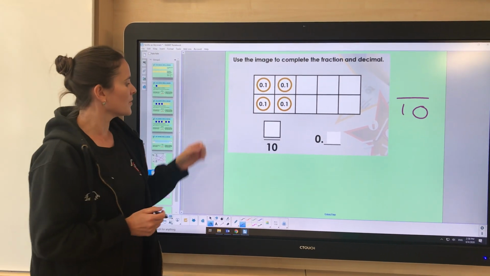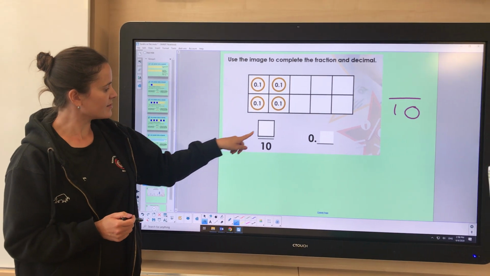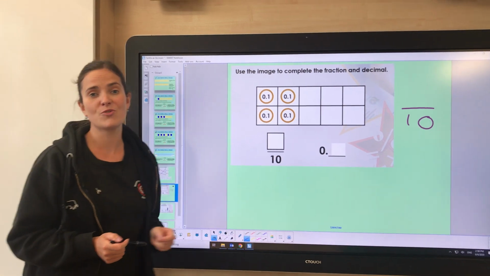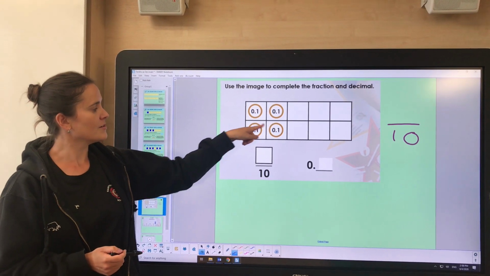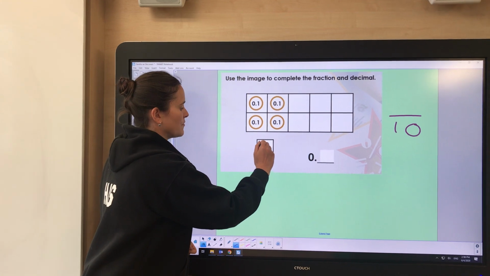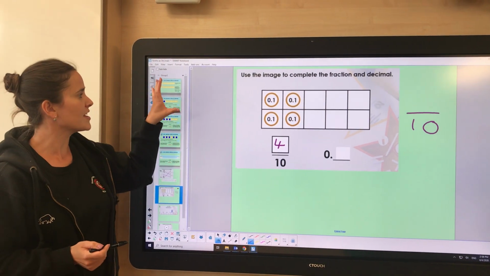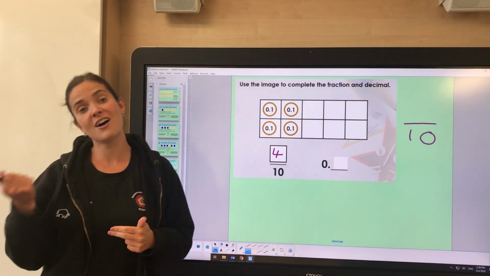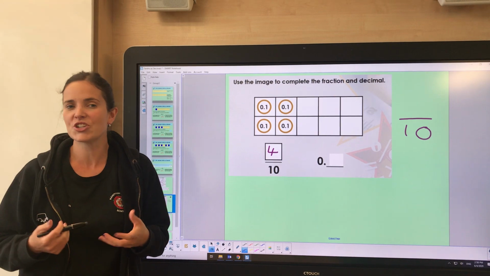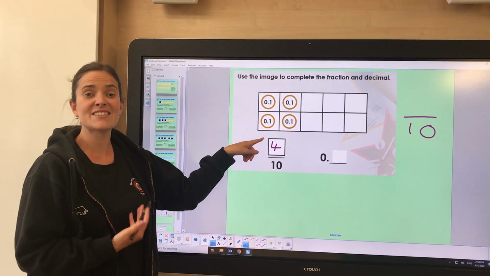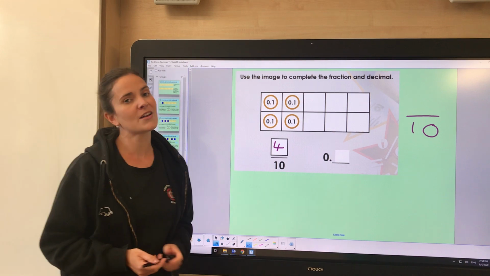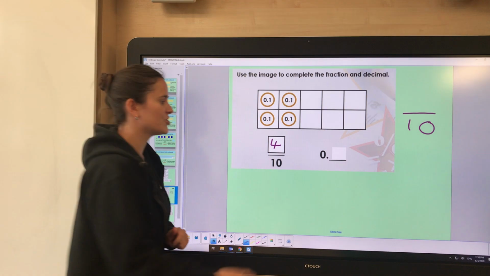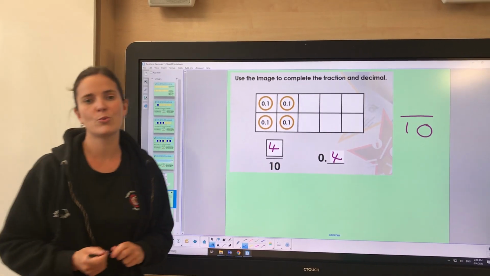And then 1, 2, 3, 4 of the sections in the grid have a counter in them. So down here you can see I've already got my denominator because there are 10 sections to the grid in total. 4 of them have a counter in them. So 4/10 of the image have got a counter in them. And if you remember back to the last question that we looked at, there's a connection between the number that is the numerator and the number that comes after the decimal point. So because there are 4/10 as a fraction, the decimal is 0.4.